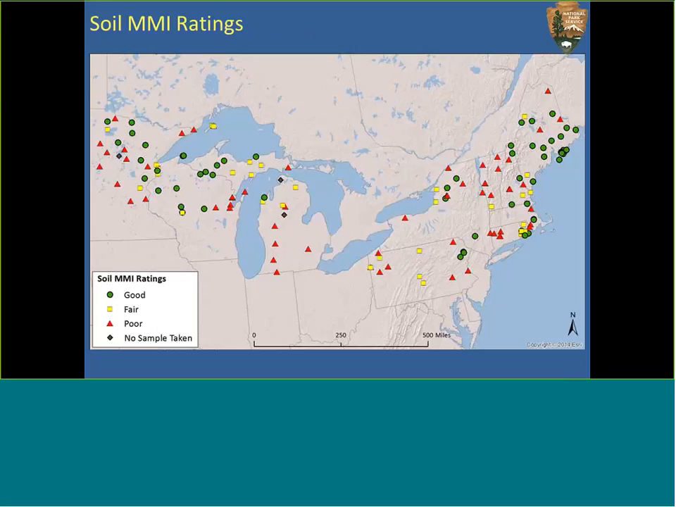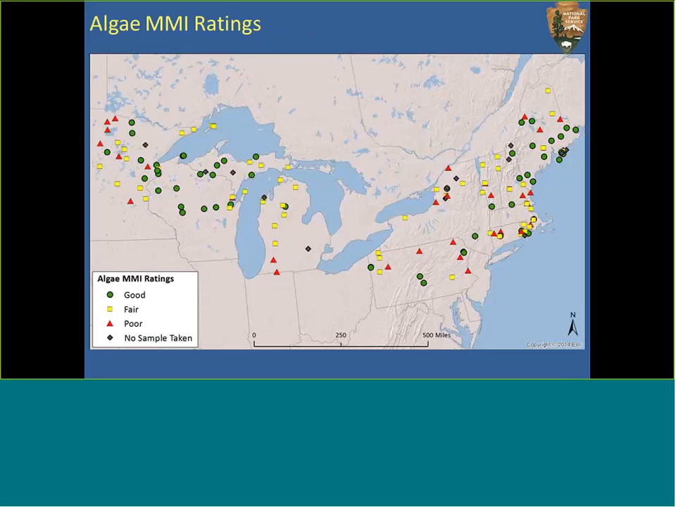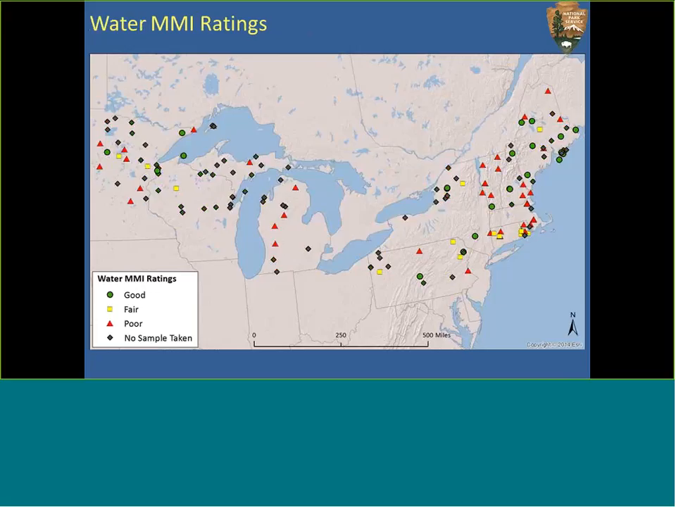So here are the soil MMI ratings. And again, Vermont kind of rates low, but there's pretty good scatter throughout in the rest of the area. And then the algae MMI ratings: there were a fair amount of sites that didn't have a sample. And then finally, the water MMI ratings, where you really see that there were fewer sites with samples to work with.